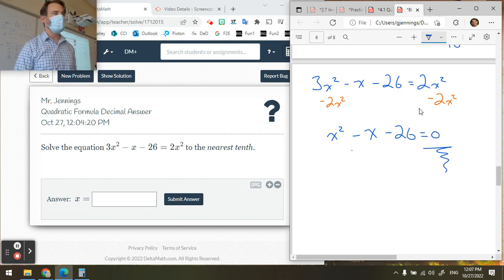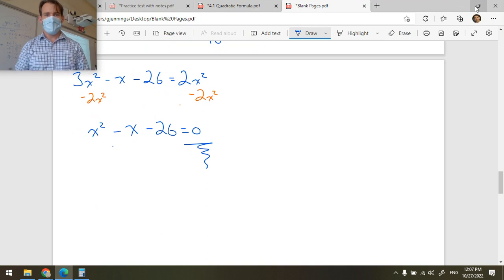I have to have a quadratic equal to 0 if I'm going to use the quadratic formula. If it's equal to something non-zero, fix it. Make it equal to 0 before you apply the quadratic formula. Now, I'm going to make this big. Going to get my numbers here. a is equal to 1, b is equal to negative 1, and c is equal to negative 26.